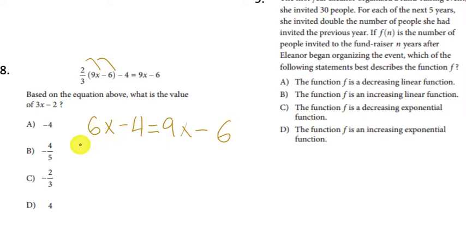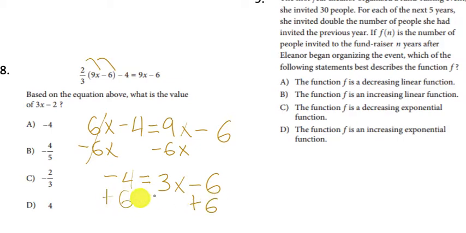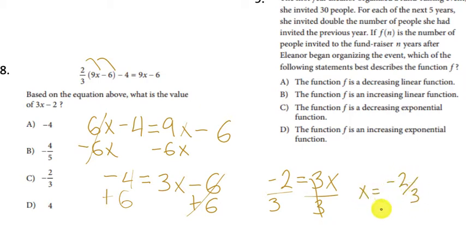The question is asking for 3x minus 2. If we subtract 6x on each side, we're going to get negative 4 equals 3x minus 6. Then we can add 6 over to the other side. And we're going to get negative 2 equals 3x. And the last step to get x by itself would be to divide by 3 on both sides. And we'll get that x equals negative 2 over 3.